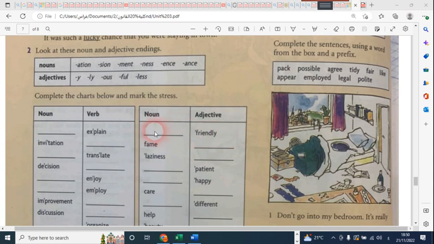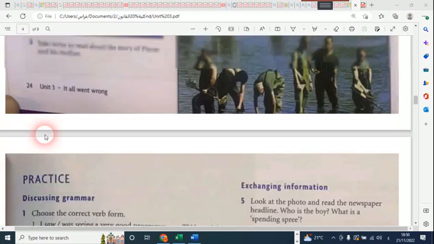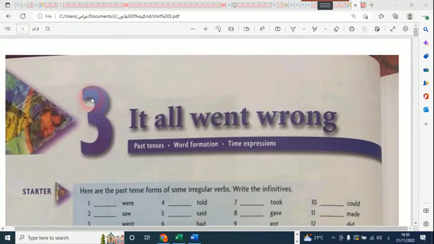Friend is a noun. Friend هي اسم. Friendly هي صفة. ودود. Invite is a verb. You add ation and becomes invitation. تصبح دعوة. And so on. We'll get to that later.